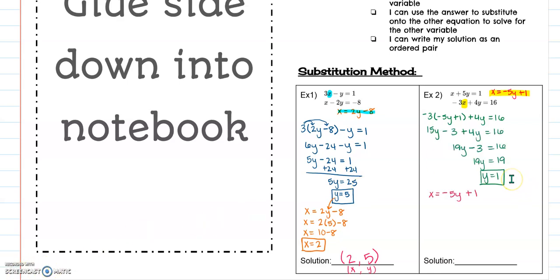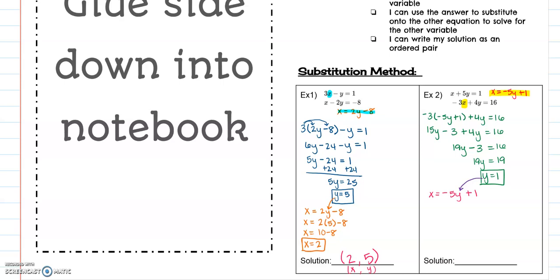All right, did you get y equals 1? Perfect. Now let's take this y equals 1 and substitute it into the y for the equation that we got to be x equals. I'm going to go ahead and pause it again, try to solve for x, and then write your solution.